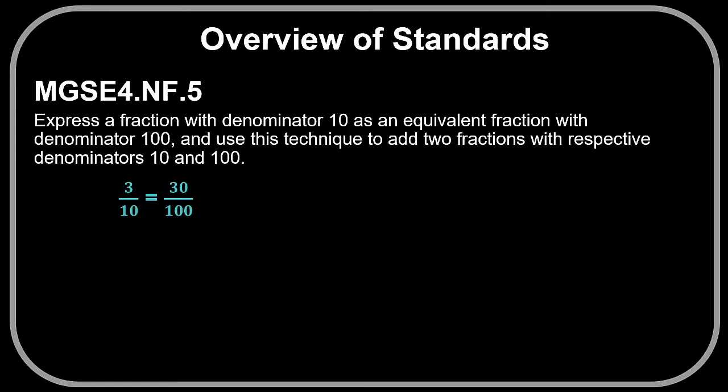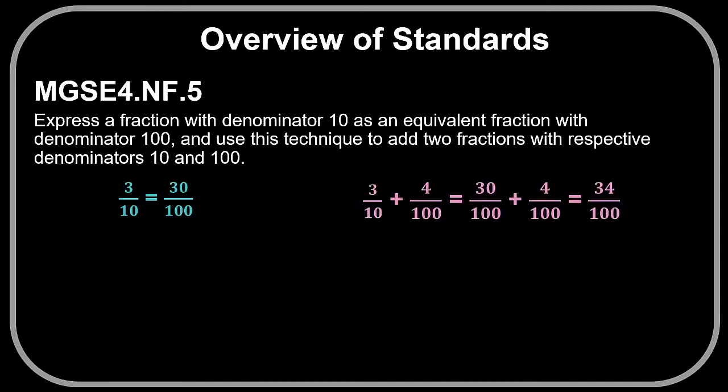For example, students establish that 3/10ths and 30/100ths are equivalent fractions, and using this understanding, they determine that 3/10ths plus 4/100ths is the same as 30/100ths plus 4/100ths, which is equal to 34/100ths.